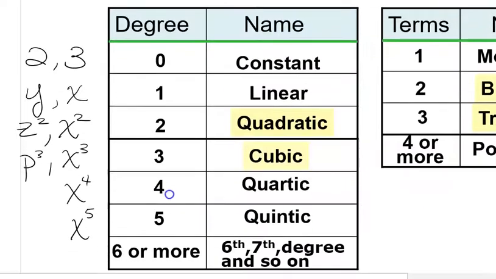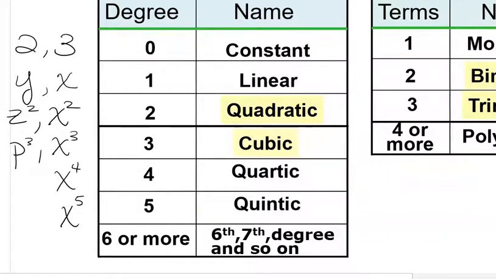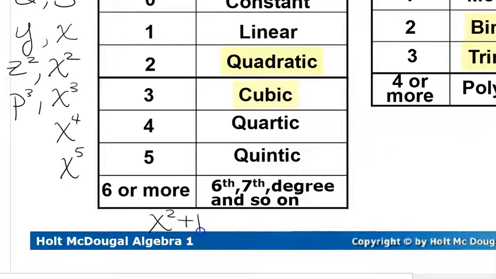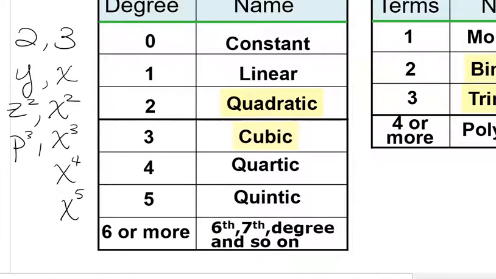But this is going to be the degree of the entire polynomial. We'll come up with this name. So, if you have x squared plus 1, this is going to be known as a quadratic because my biggest degree is going to be 2. If I have x to the 5th minus x squared plus 6, what's my degree of that one? It's 5. So my name would be quintic. This would be quintic. Okay, so just pay attention to what the biggest degree is, and that's the degree of the entire polynomial, and then you look at this chart to see what your name would be.